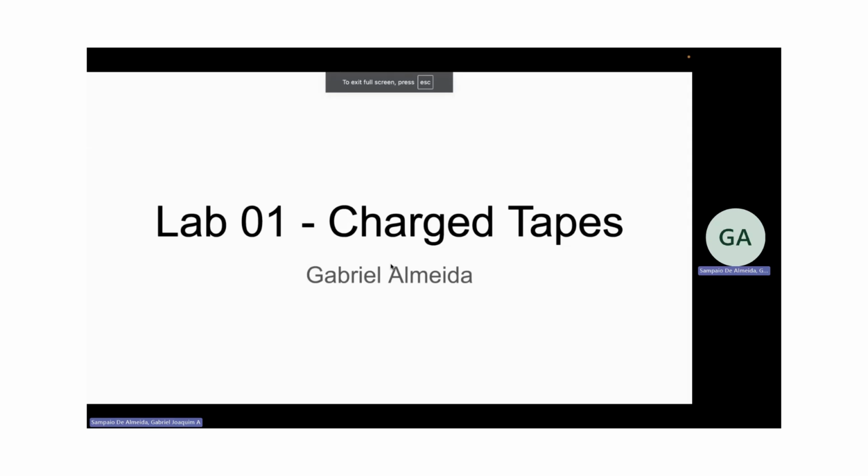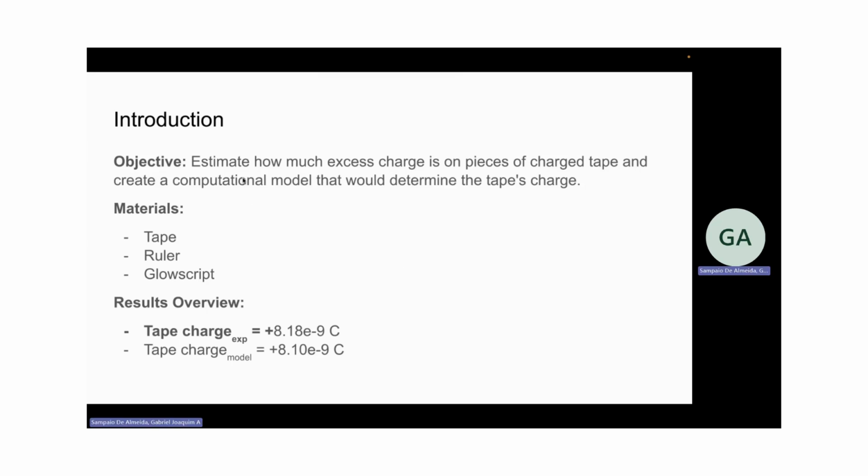Hello, my name is Gabriel, and I'm going to show lab number 1, charged tapes. As an introduction, the objective of this lab was to estimate how much excess charge is on pieces of charged tape, and also create a computational model that would determine the tape's charge. The materials needed for this lab were a tape, a ruler, and the GlowScript code to develop the model.